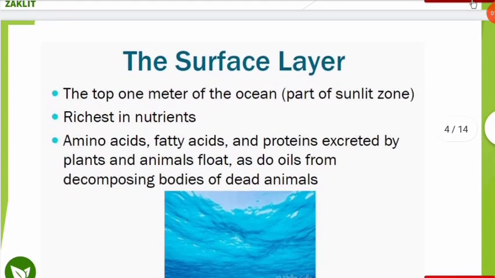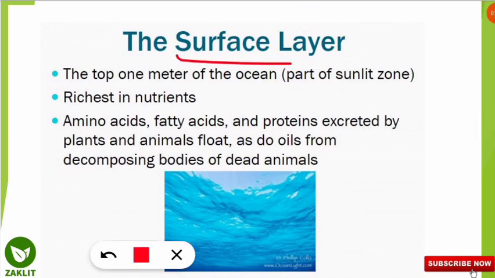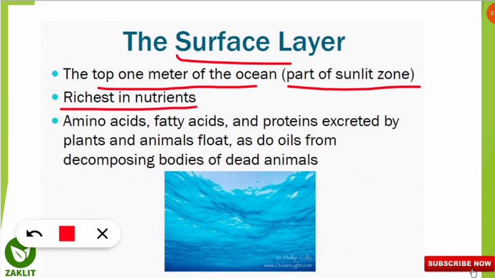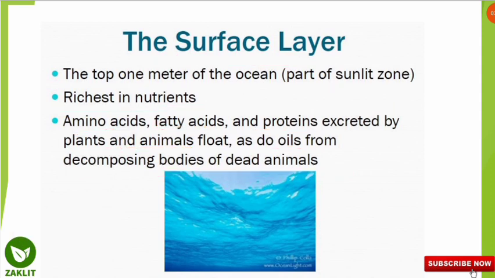So first, before going deep, let us see the surface of the ocean. ocean का पहले surface में देखेंगे, फिर ocean के deep में जाएंगे. The surface layer is the top 1 meter of the ocean. Yes, if this is the ocean, 1 meter को कहेंगे surface layer, the top 1 meter, which is part of the sunlit zone, which is richest in nutrients. Nutrient सबसे ज़्यादा होता है surface में. Amino acids, fatty acids, and proteins excreted by plants and animals float on this layer, and the oils also float, from the decomposing bodies of dead animals. So when dead animals in the ocean decompose, oils also come to the surface layer and float. Let's move to the next slide.